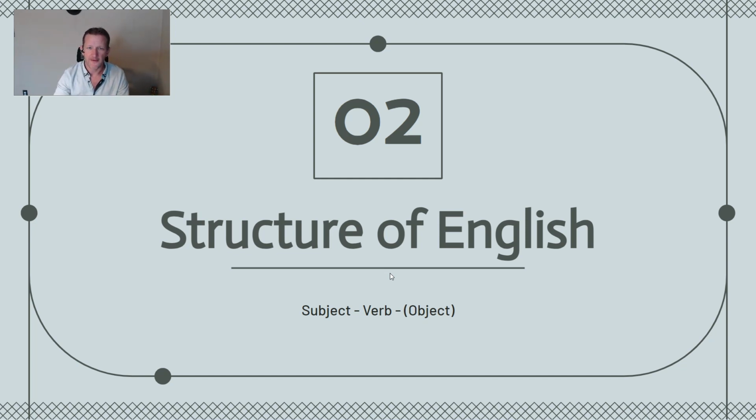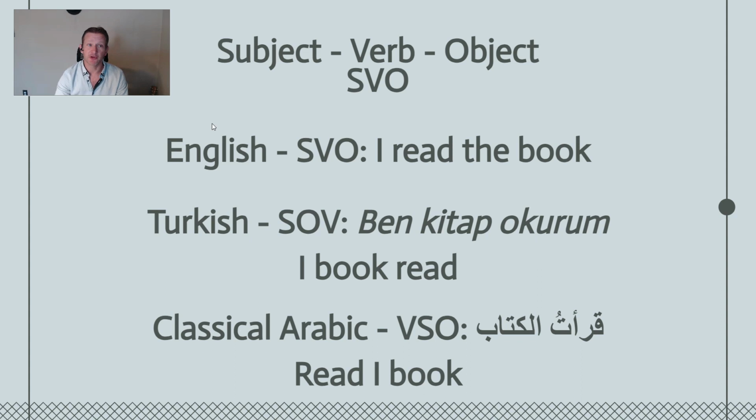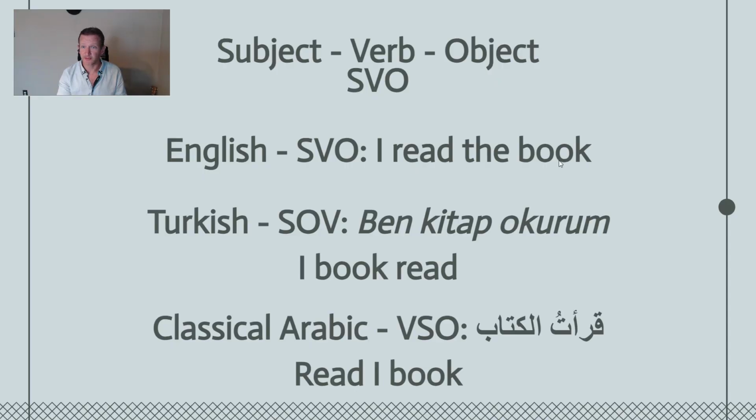Now why? Let's look at some other things. There are a lot of languages in the world, and not all languages are subject, verb, object. So in English, we're going to say, I read the book. We have the subject I, the verb read, and the object book. In Turkish, it's subject, object, verb. So we say I read the book, and they say I book read. And in classical Arabic, it's a verb, subject, object language. So we say I read the book, and they say read I book.